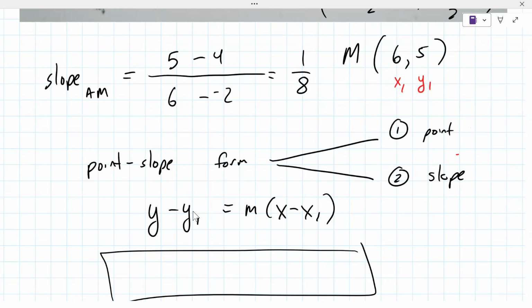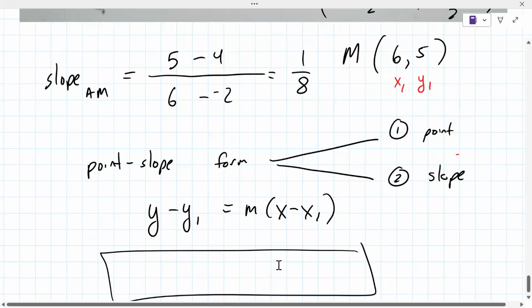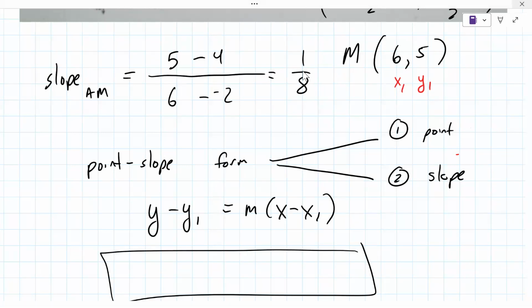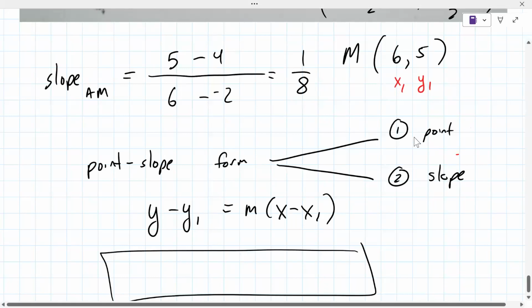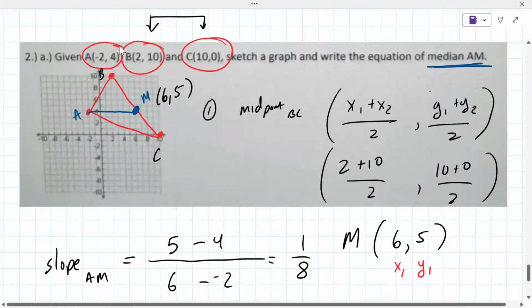2 minus 10 equals 1/8 parentheses 10 minus 0. Okay. What did I say X and Y were? X1 and Y1. You got to put those in. My paper is such a mess. That's my fault. Big M, like the midpoint, is 6, 5. That's your X1, Y1. Your slope is 1/8. Well, okay, but then I'm still using point A, right? Which is 2 comma 10. You have to decide which point you're going to use, M or A. It doesn't matter. You can use A if you want, but you can't use both. You have to use one or the other.